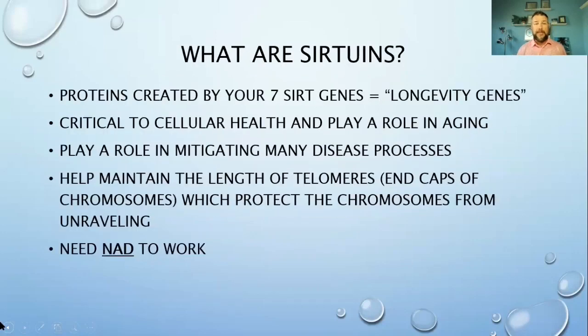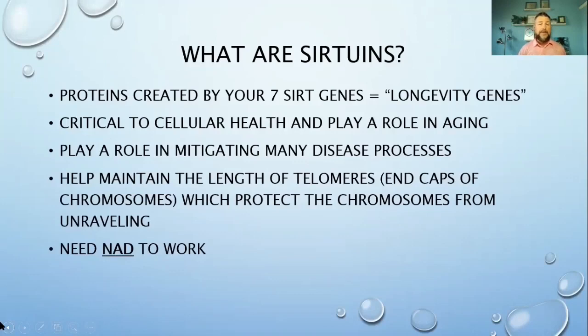Well, what are sirtuins? Sirtuins are proteins created by your 7 SIRT genes. That's where we get the word sirtuins. The SIRT genes are your longevity genes. They're critical to cellular health, and they play a role in aging. They also play a role in mitigating different disease processes, and you can do some research on that. I'm not going to get into that here, but you can look up sirtuins in different disease processes. There's a lot of good research being done out there.